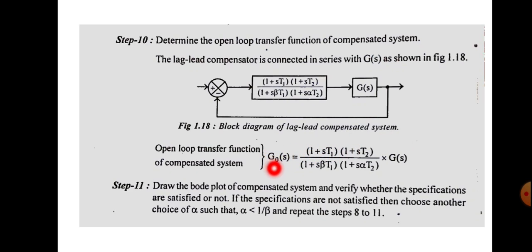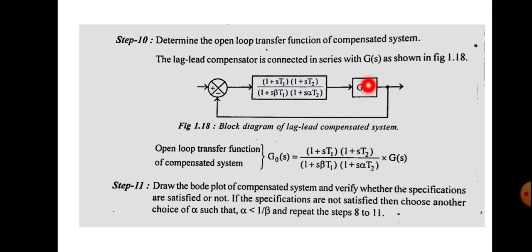Here the open loop transfer function of the compensated system will be obtained by multiplying these two quantities. That is equal to (1 plus sT1) into (1 plus sT2) into G of s divided by (1 plus s beta T1) into (1 plus s alpha T2). So next, in the 11th step, you can draw the Bode plot of the compensated system and verify whether the specifications are satisfied or not. Suppose the specifications are not satisfied, then we have to choose another choice of alpha such that alpha is less than 1 by beta, and repeat steps 8 to 11. That is the important thing.